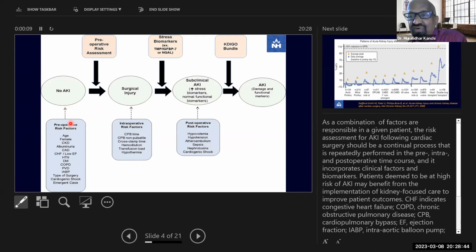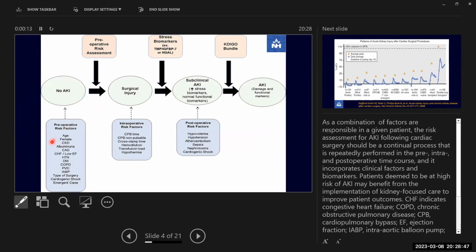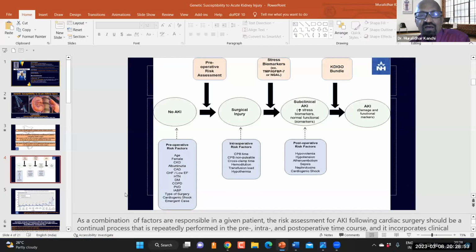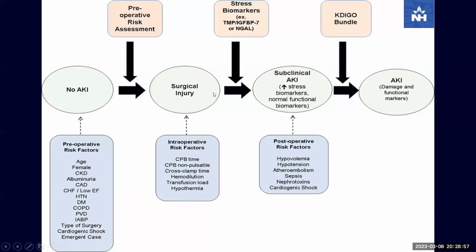Is the screen fine? Sir, you are in the presentation mode. You can go. I don't know. It automatically jumps to that. One minute. You could put it in full screen, sir. Yeah, now it's okay. Yeah.